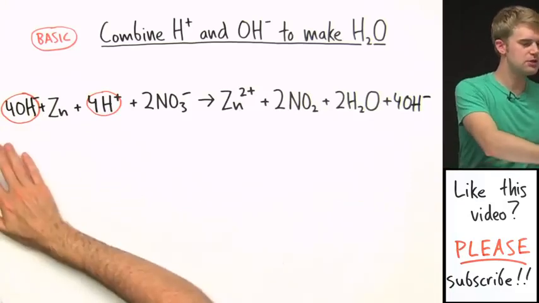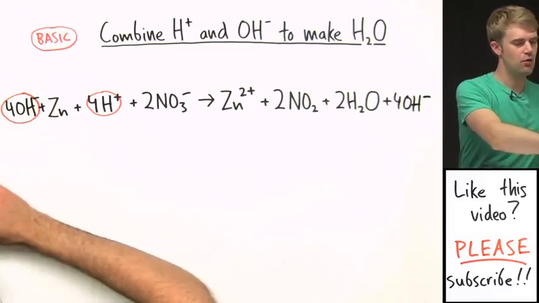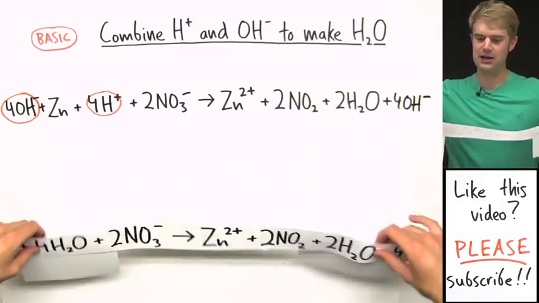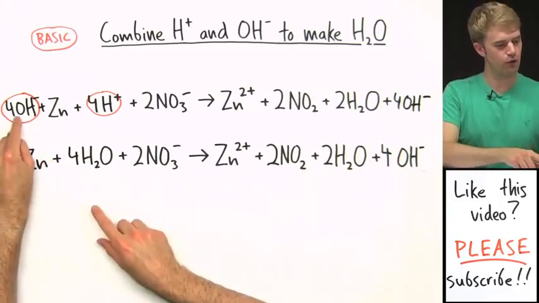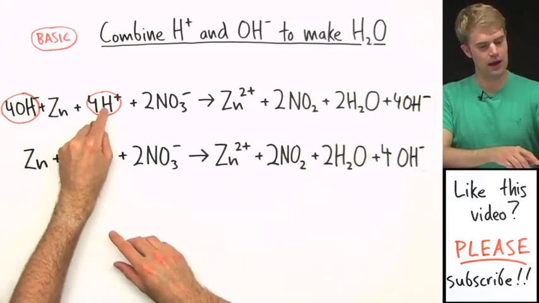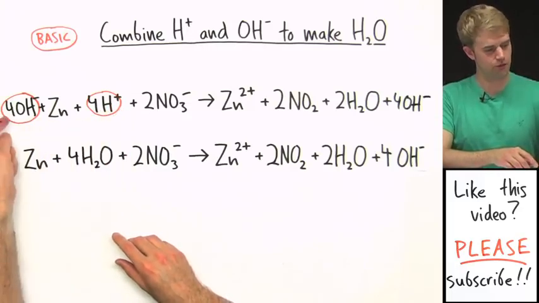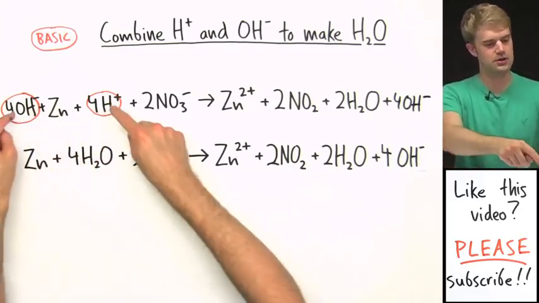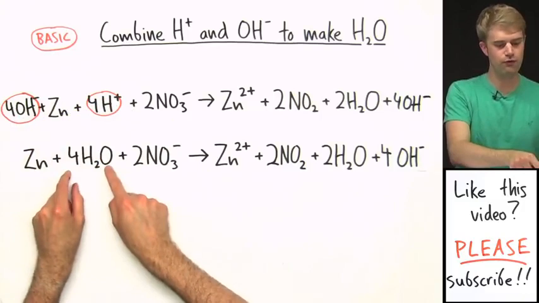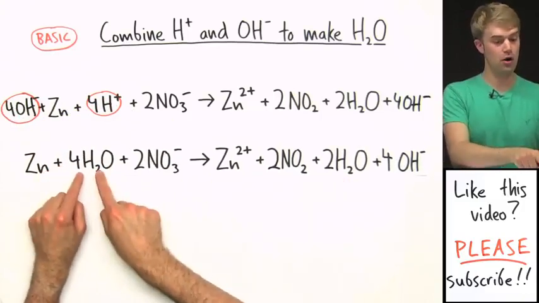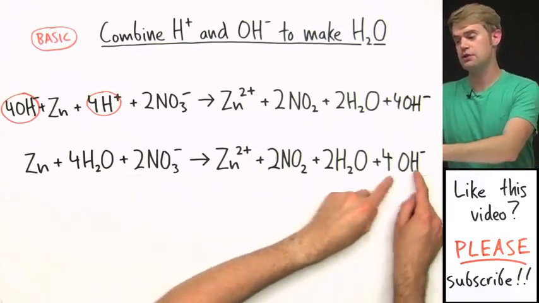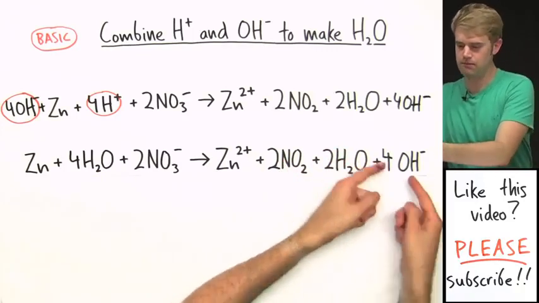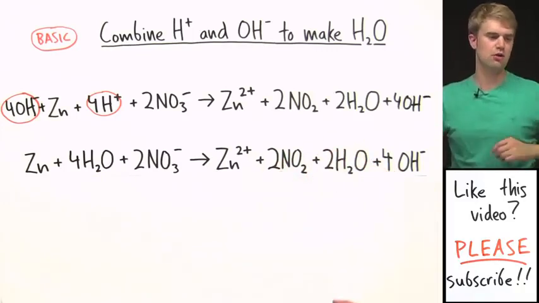Okay, so here is the equation that we're going to get when we combine those to make water. You see on this side, I had the 4OH minus and the 4H plus. They came together to make 4H2O. Okay? Nothing happened on this side because there weren't any H pluses for the OH minus to combine with. So the 4 OH minus are just sitting over here.